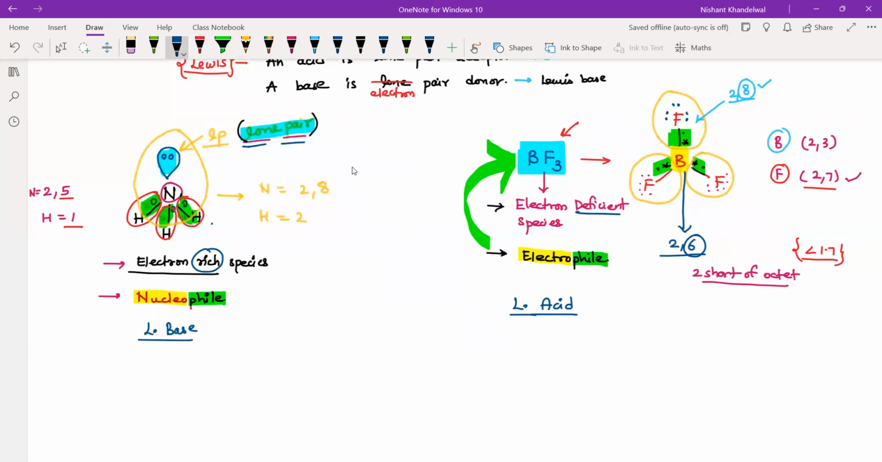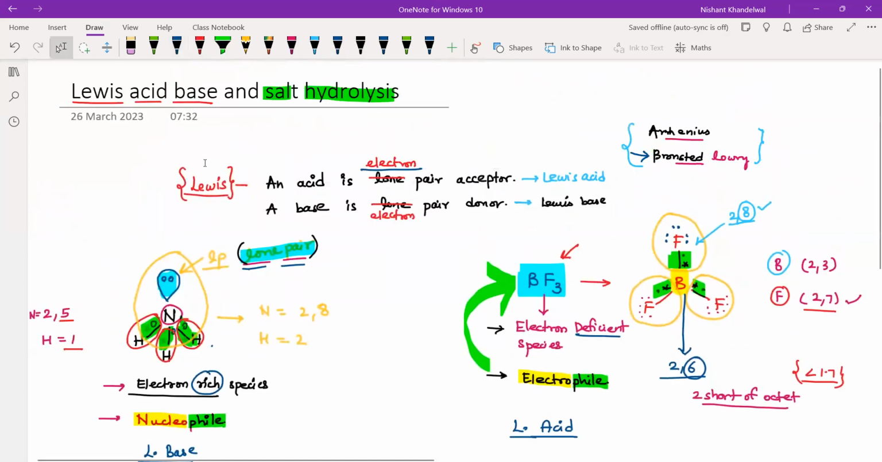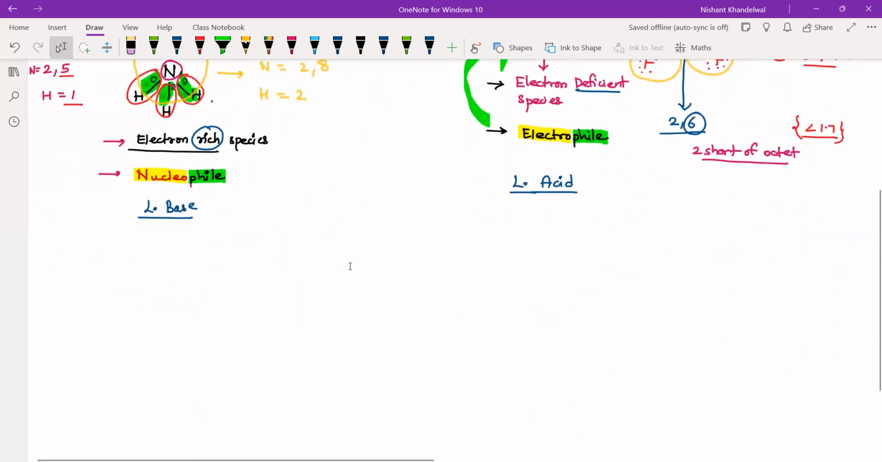Yes, because otherwise Lewis will be unhappy. You know, scientists are very arrogant.